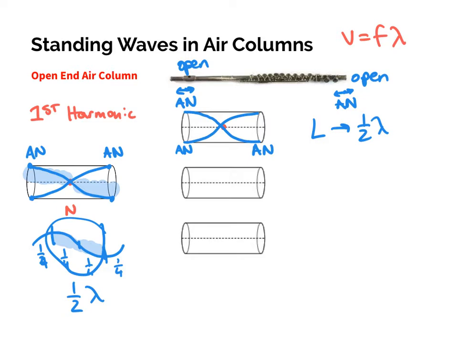Now, if I were to draw the next standing wave for an open air column, I'm going to have an antinode at either end. The way to think about an open air column is that if I want the next standing wave, I'm going to add another antinode in the middle. This is different than what we talked about with strings, because with strings we were adding nodes. Now we're adding antinodes. But between every antinode, there's always going to be a node, okay?